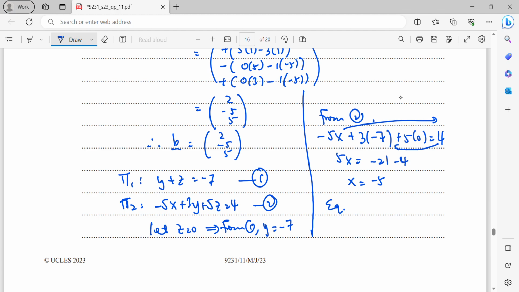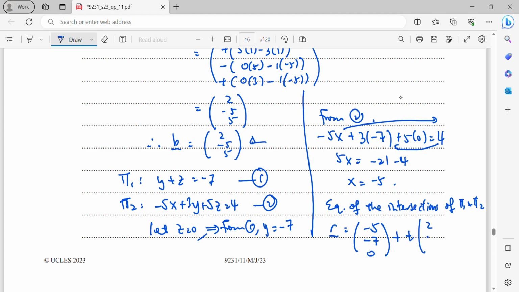Therefore, the equation of the intersection of pi 1 and pi 2 will be r equals the point with coordinates minus 5 for the x, then the y is minus 7, the z is 0. You can let it be any other point, plus t of this direction vector, 2, minus 5, 5. Okay, so that's the solution of this question. Otherwise, you can just solve these two simultaneous equations directly, and you'll be getting the same answer as well.